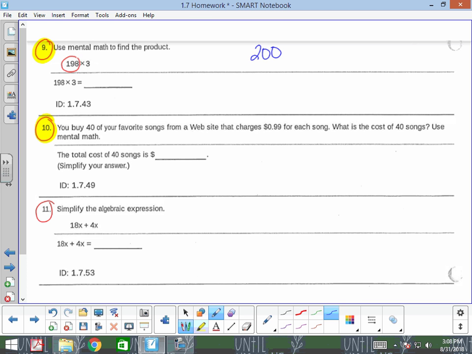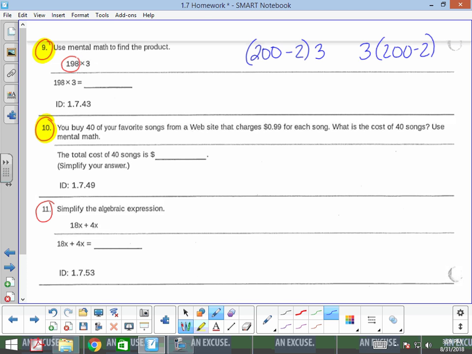But 198 is 200 minus 2. So I'm just rewriting the problem so it still equals 198, but it looks like a distributive property problem. And I want to make it where I don't have to use a calculator, so I want to make them multiples of 10. That way it's easier to multiply. So now I'm going to multiply by 3. Now they have the 3 on the back side. It doesn't matter. If you want to put it in front, that's fine. You can have it 3 and then 200 minus 2, if that's more comfortable for you.